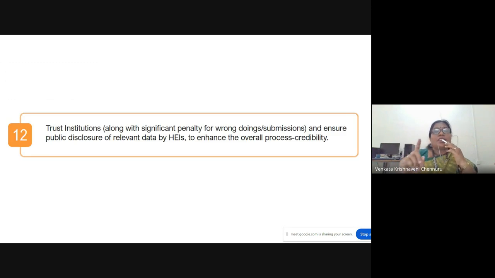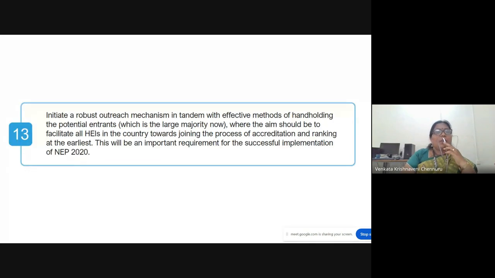12th point is trust institutions, along with significant penalty for wrongdoings or wrong submissions. We may think that who will see the data and we should not give wrong data. So there will be a severe punishment and huge penalty incurred to them, and ensure public disclosure of relevant data by HEIs to enhance the overall process credibility.